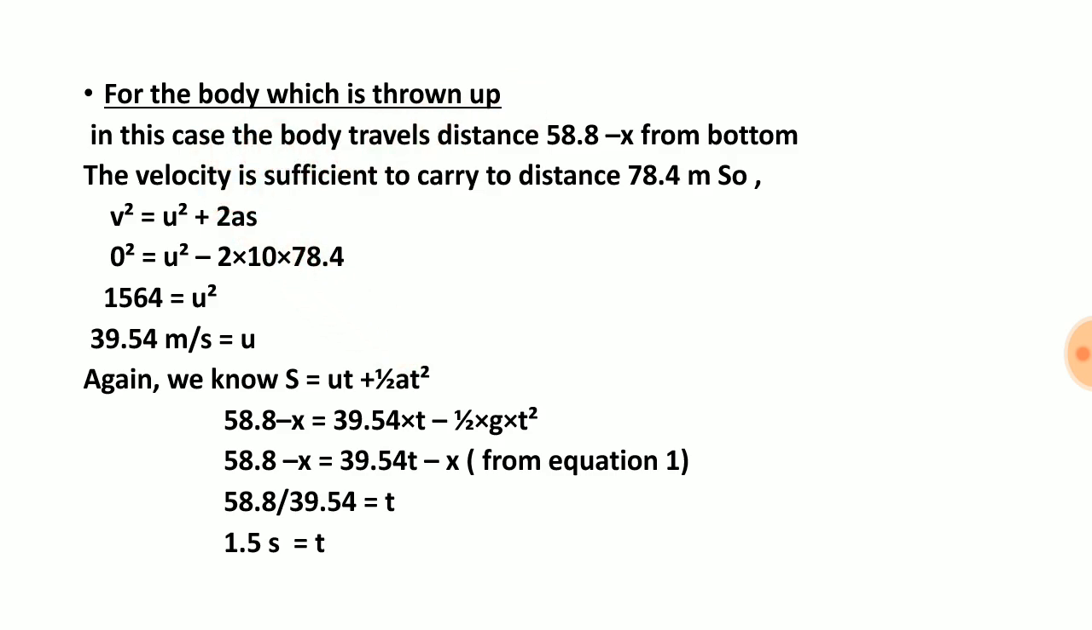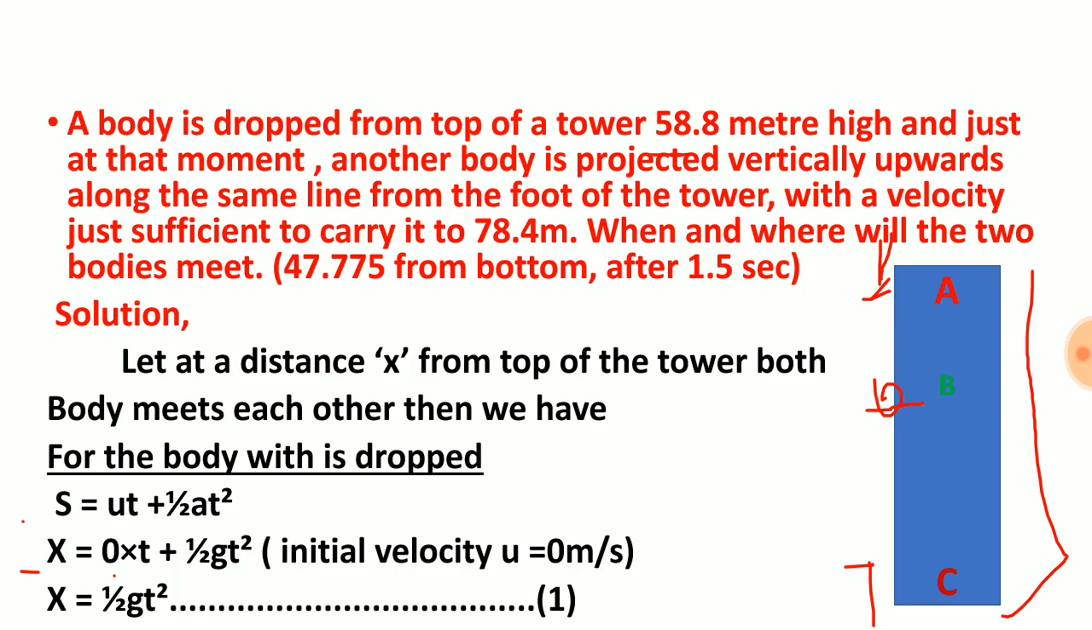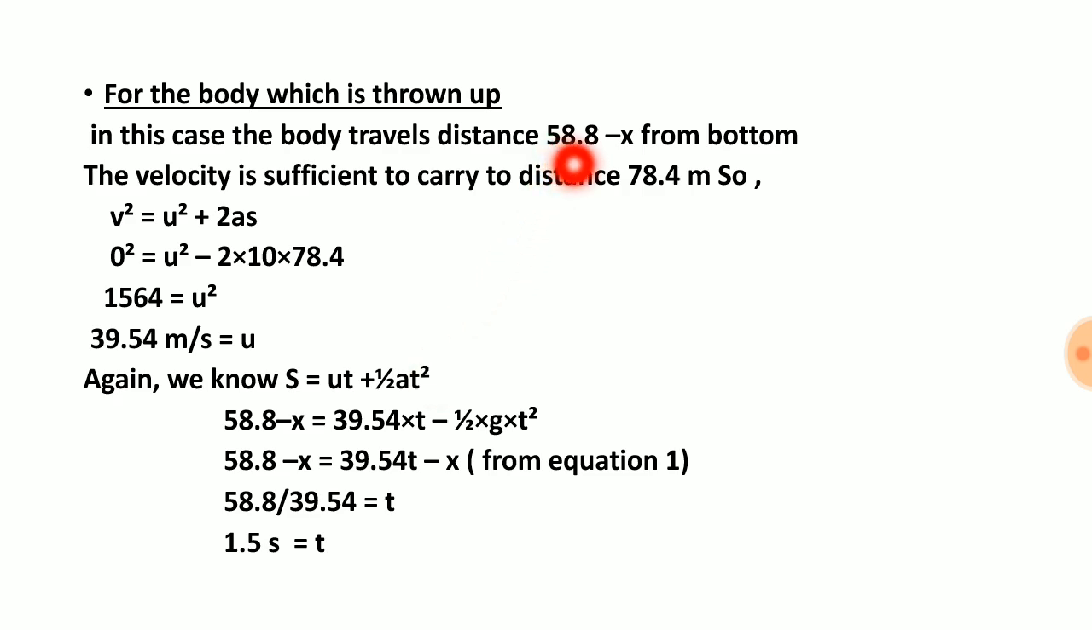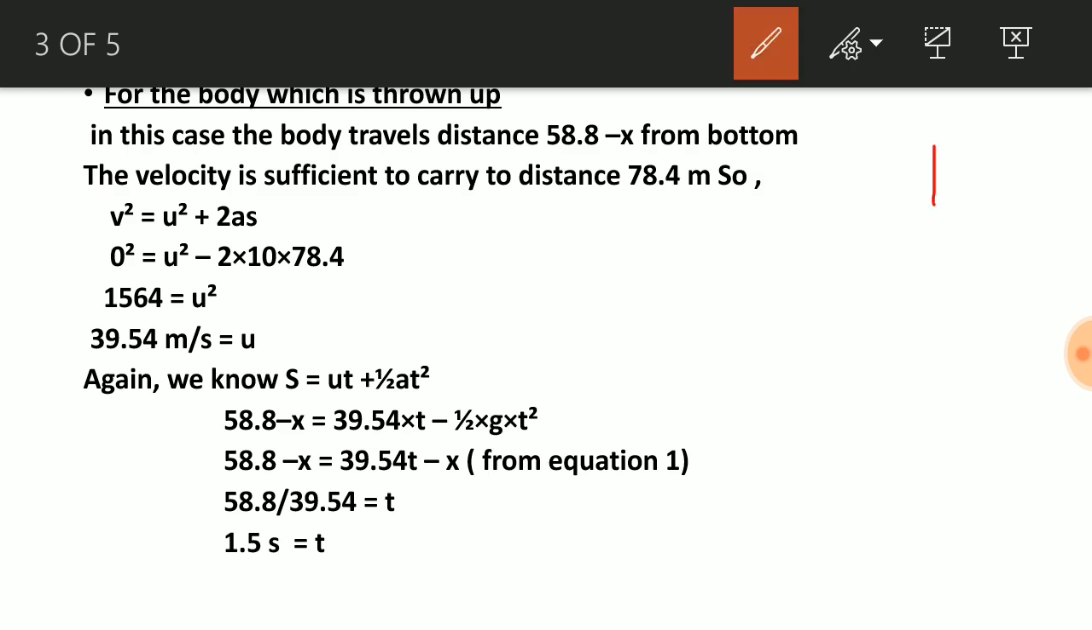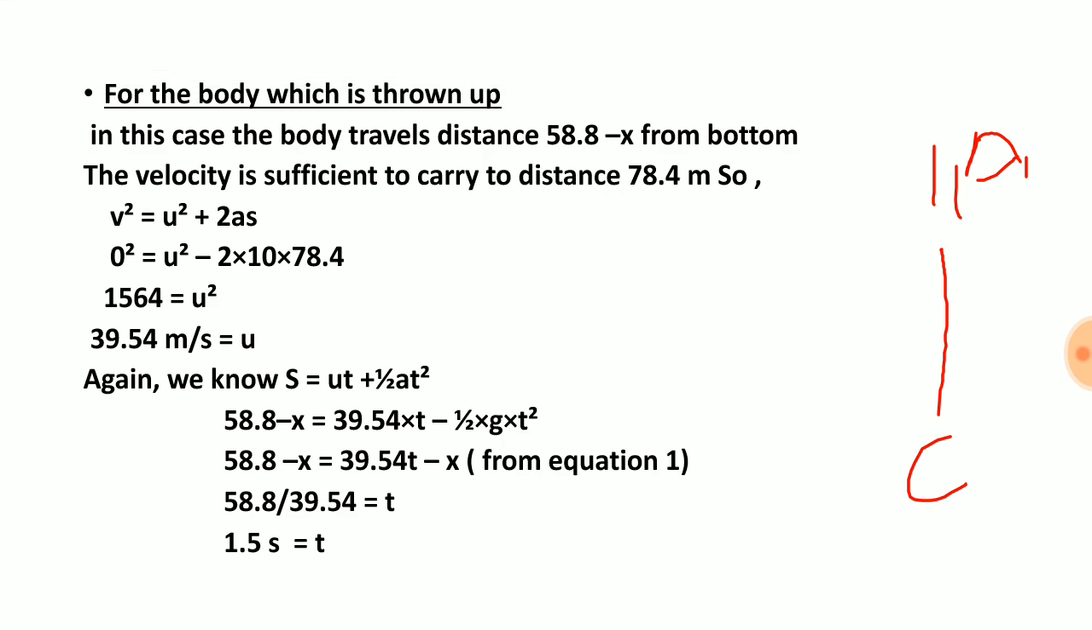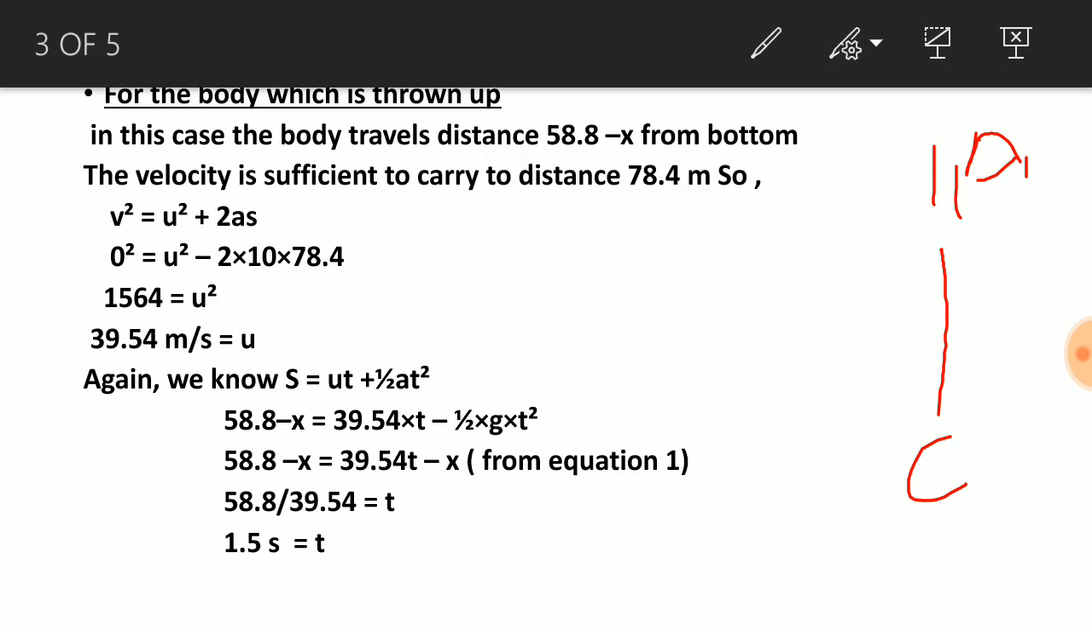For the body which is thrown up, meaning the body which is thrown from the point C, the distance travelled is 58.8 minus x, because distance travelled from A is already x. Now the body which is projected from C has the velocity which can carry this object to a distance 78.4 meter. It means after travelling distance 78.4 meter the body stops.